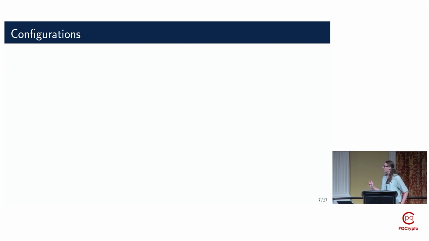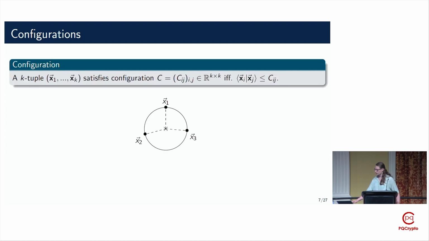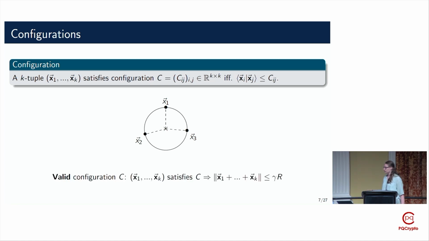So another important notion to have good time-memory trade-offs is configuration, and this is the definition of configuration. We consider a k-tuple x1 to xk, and we say that it satisfies a given configuration C, characterized by elements Cij, if all the inner products of xi and xj are lower than Cij. In the following, I will say that the configuration is valid if, when we sum together the vectors of the tuple, we get a shorter vector.